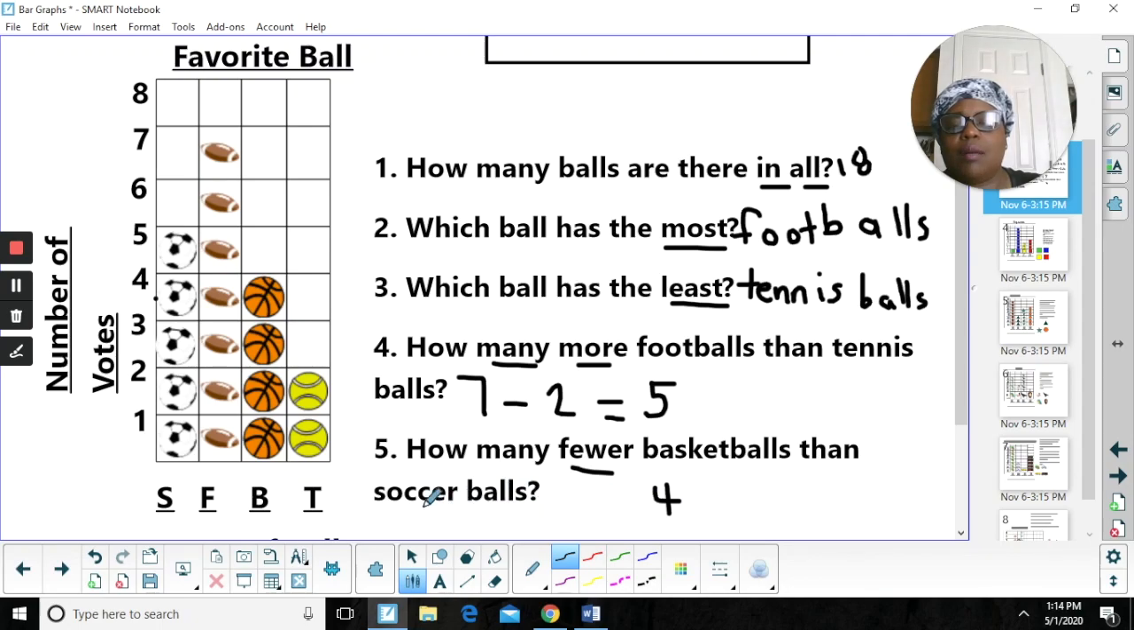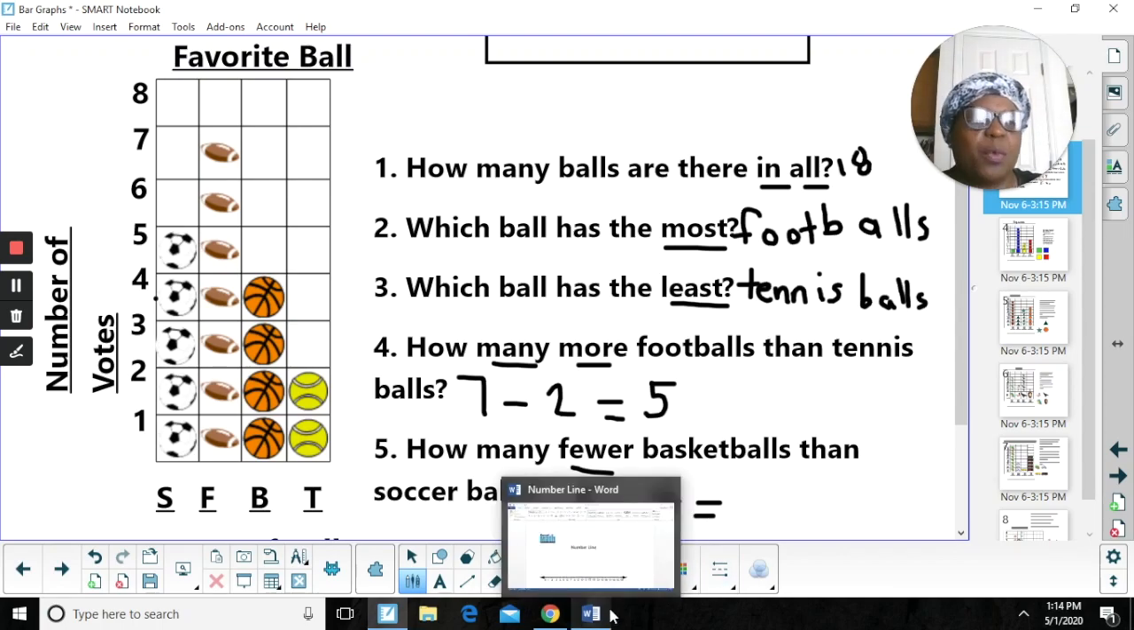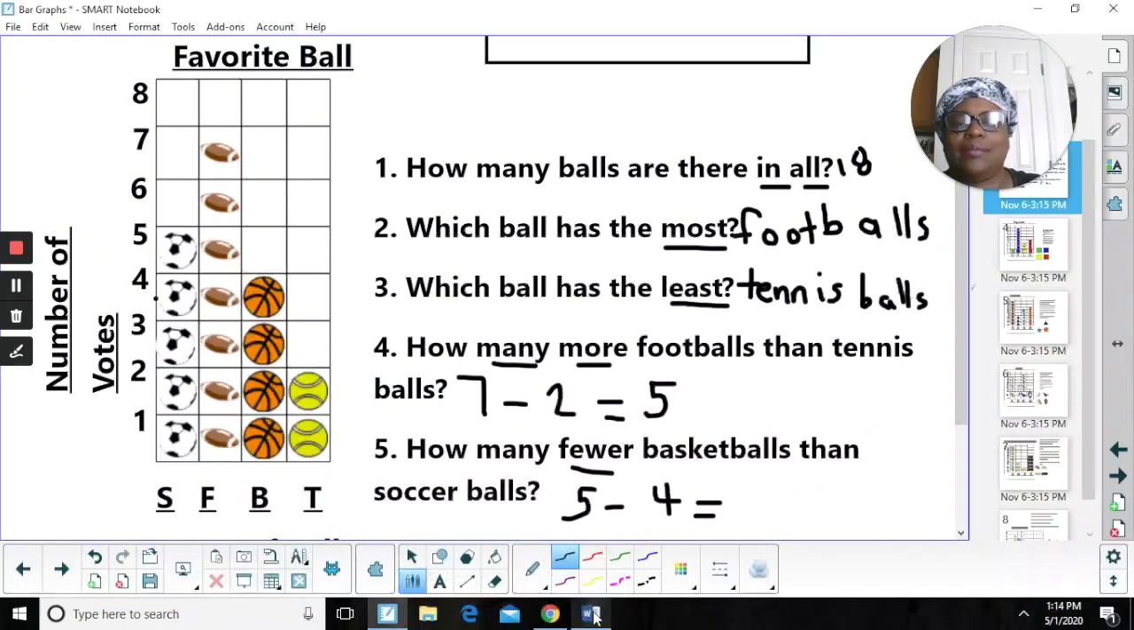Now we're looking for soccer balls. How many soccer balls do we have? We're going to go up the graph and over. We have 5. Now, which number is bigger, the 5 or the 4? So we're going to put the 5 first, okay? And we'll take away and put our equal sign. Now, you can use your counters if you want, but I'm going to use a number line, okay? We can see if we come up with the same answer.